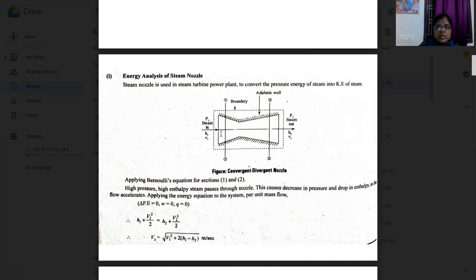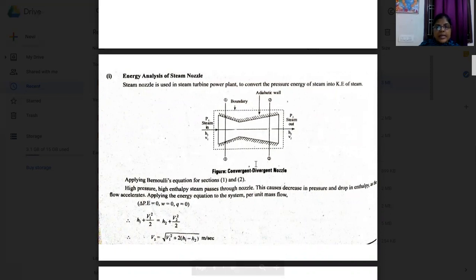Here the steam has properties of pressure, enthalpy, specific volume and velocity: P2, V2, H2. And this is a boundary, and this is an adiabatic wall. So if it is an adiabatic wall, there is no heat transfer between the system and the surrounding. That is the meaning of Q is equal to 0. There is no work done between the system and surrounding. That is nothing but W is equal to 0, Q is equal to 0.